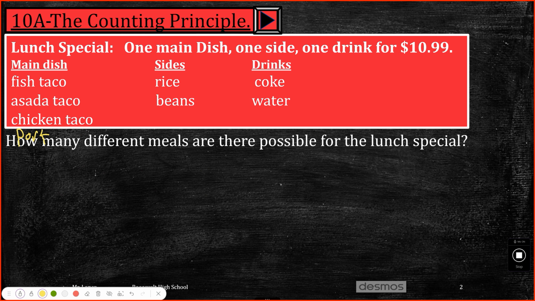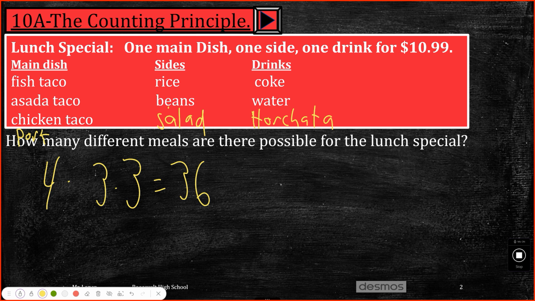Ensalada. Salad? And they're expanding this. They're saying, hey, you know what? Let's expand it for some people that are healthy. What else? Coke, water, what else? All right. So in this situation, how many different meals can you make out of this? If it was like this, what would it be? So you got 4 times 3 times 3, and the answer is 36, isn't it? Yes?